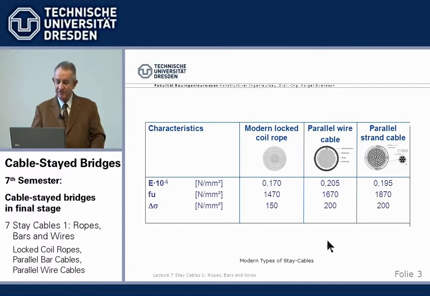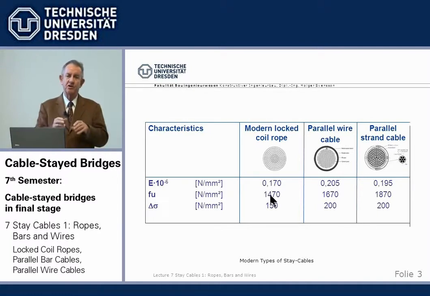Now, we have here the ultimate strength for locked coil ropes of about 1470, parallel wire 1670, parallel strand 1870, which means for the same amount of steel, the same tonnage, in parallel strand cables we can carry more load. And that is a first indication that parallel strand cables may be the most economic, besides many other reasons, but that is a fact. Why are they different in strength?